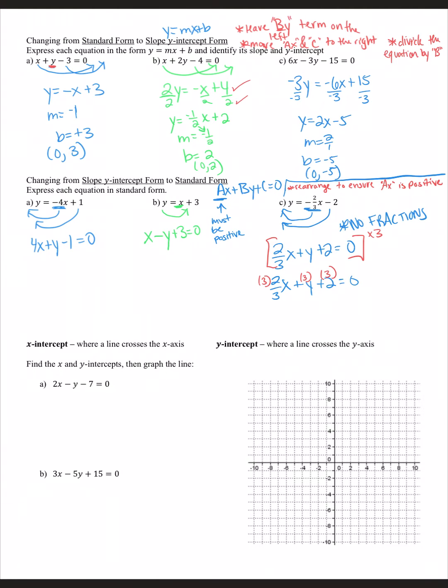Okay, so if I multiply 2/3 by 3, those cancel out and we're left with just 2x. 3 times y is 3y, and 3 times 2 is 6. Okay, now we fulfilled all those rules. A, B, C are all integers, A is positive, A and B are not both 0.